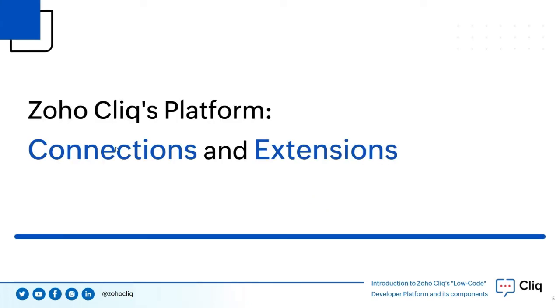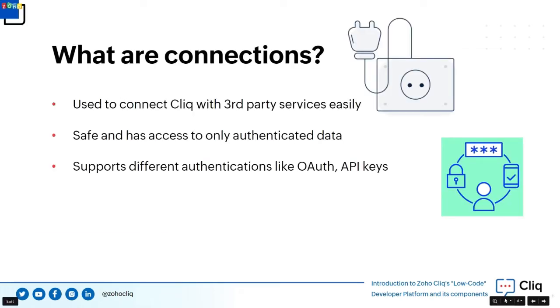Zoho Cliq's platform, connections and extensions. What are connections? Connections are used to integrate third-party services with Zoho Cliq. They're used in a URL invocation task to access authenticated data. In other words, they can only access data that you authenticate. So you don't have to worry about any privacy issues when it comes to connecting your apps.